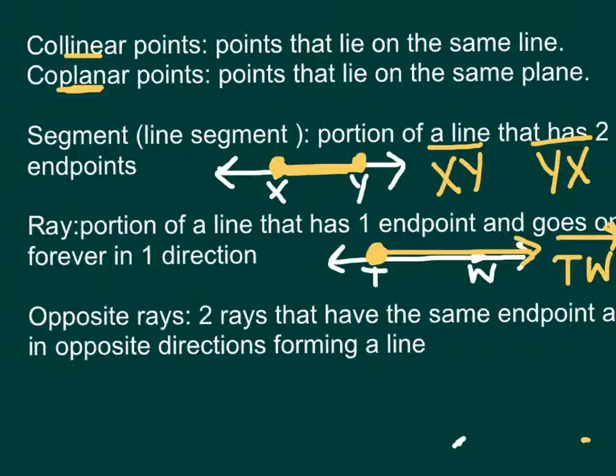Now, let's say we wanted to name ray WT right here. You notice how it starts at W, that's the endpoint, and then it's going to the left. So to name this ray, it is a different one. You can't say TW anymore. We got to use a different thing, because order does matter. Our endpoint is W. So we're going to say W, and then it goes through T. WT. And again, even though it goes to the left, my symbol goes to the right. You have to read the letters to know where you're going.